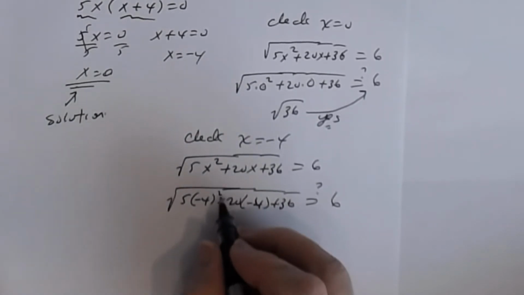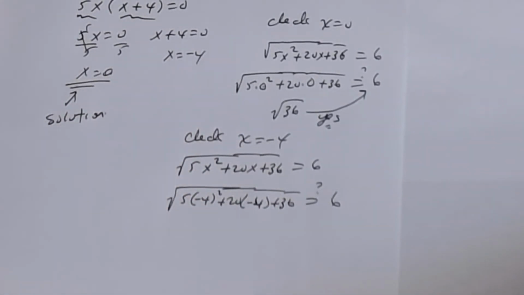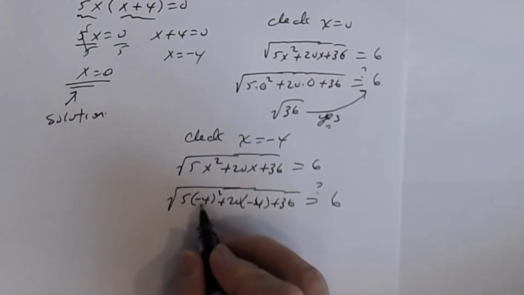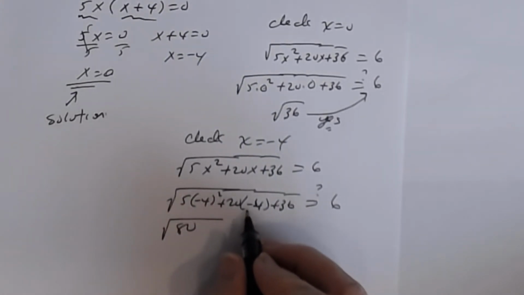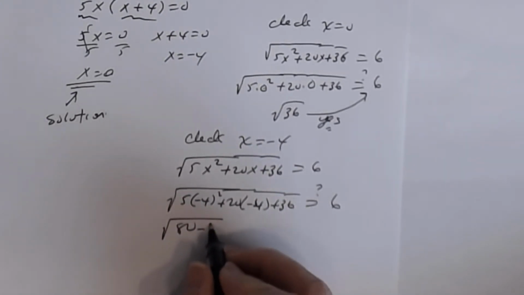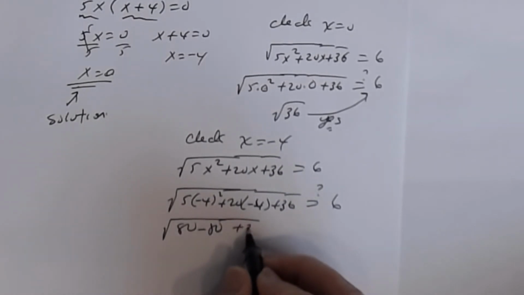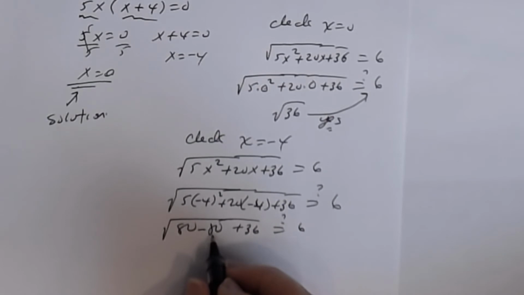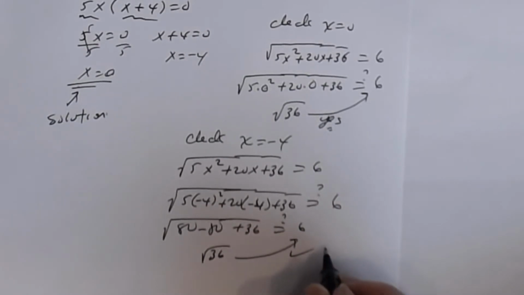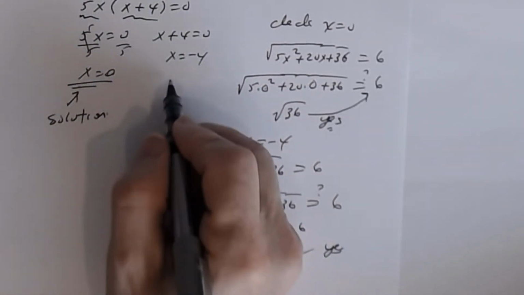All right, well, (-4) squared is 16, right? And then 16 times 5 will give us 80. So this is 80 right here. So I get the square root of 80. A -20 times a -4 is a -80, plus 36. And I want to see if that's going to equal 6, right? Well, 80 minus 80 is 0. 0 plus 36 is 36. I get the square root of 36. And notice that that is true. All right. So this is a solution as well.